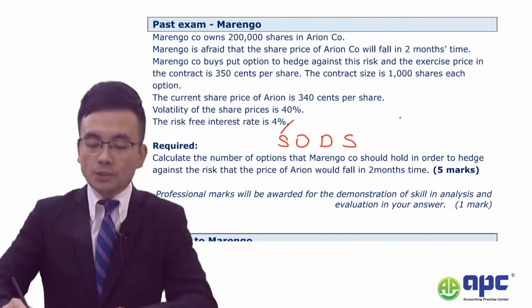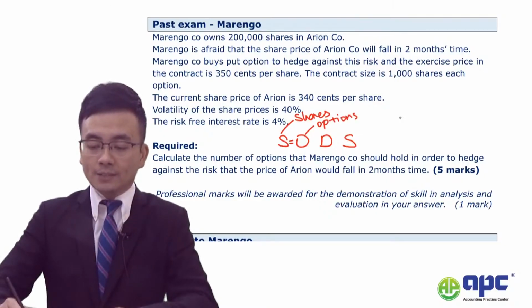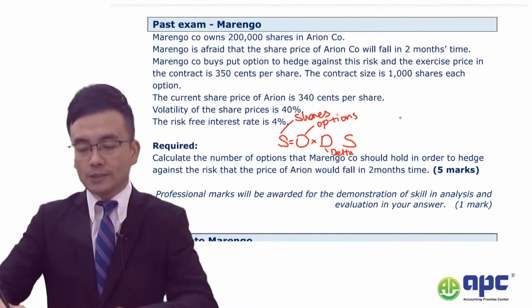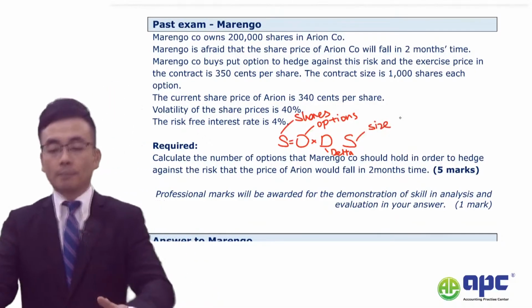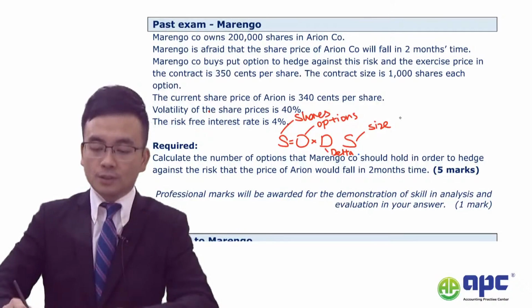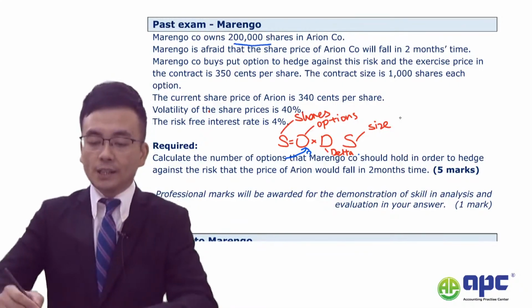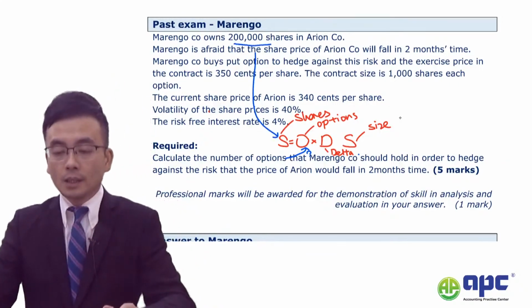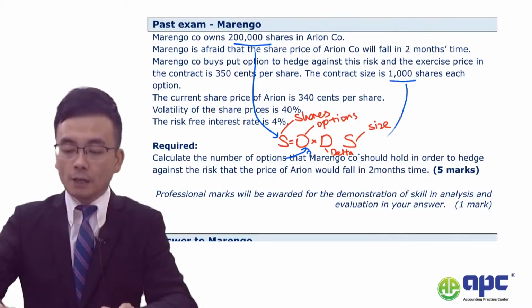If we want to know how many shares we need to hold, that equals the number of options that we need to enter into, multiplied by the delta hedge ratio, and then we need to consider the size of the contract. In this case, we will need to work out the options, O. But we're told that we've got 200,000 shares, so that's the S. And we also have the contract size: each option will buy 1,000 shares.